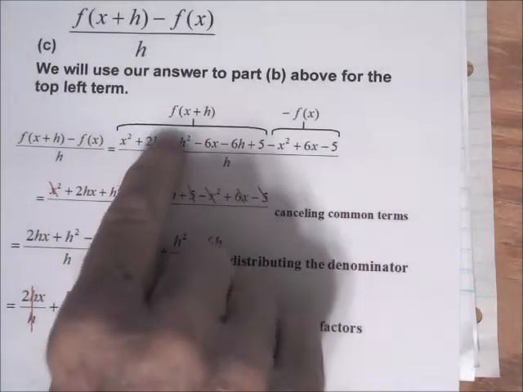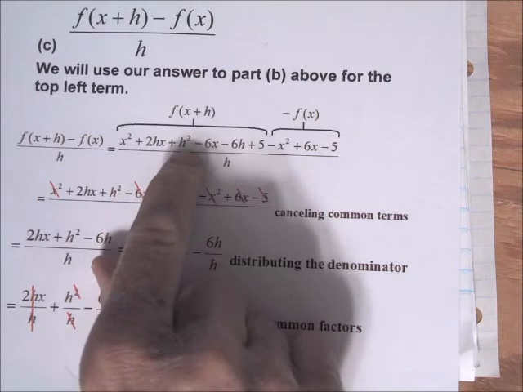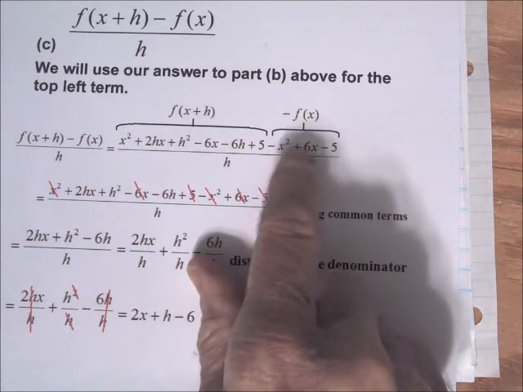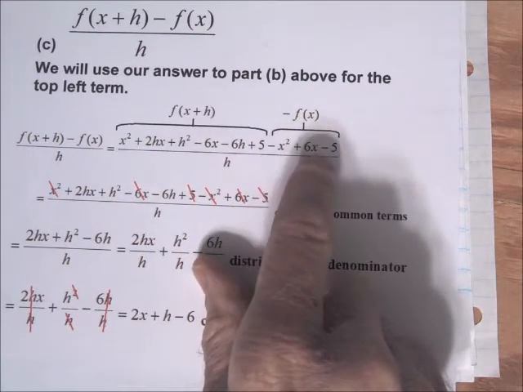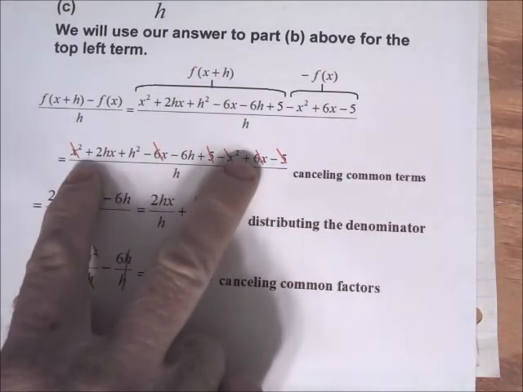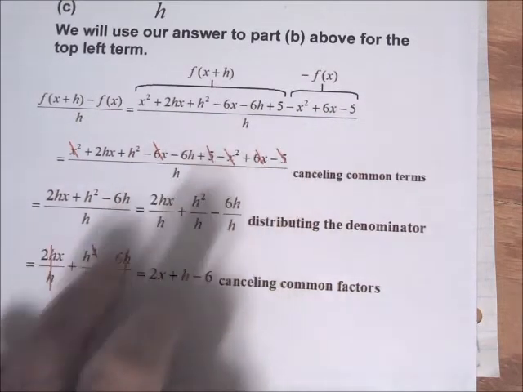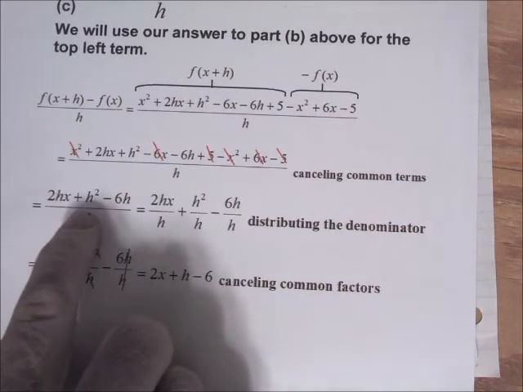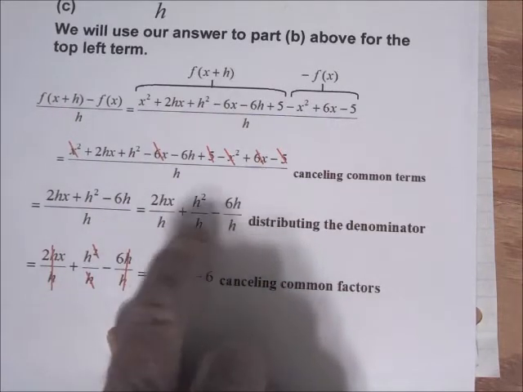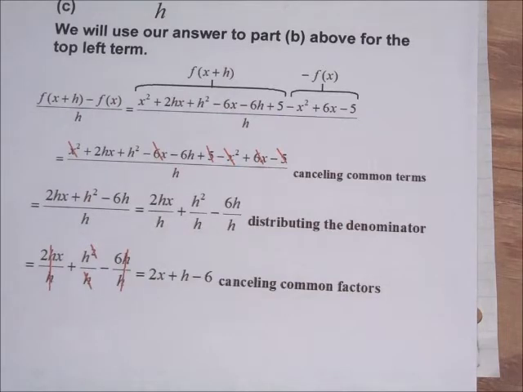But anyway, we've already computed f of x plus h. That's going to be x squared plus 2xh plus h squared minus 6x minus 6h plus 5. And then we want to subtract f of x, so I will just change the sign, minus x squared plus 6x minus 5. And there's a lot of cancellation. The x squareds will cancel. The minus 6h plus 6h cancels, 5 minus 5 cancels. That leaves us with 2hx plus h squared minus 6h over h. We can distribute the denominator and then divide through by h, and we get 2x plus h minus 6.